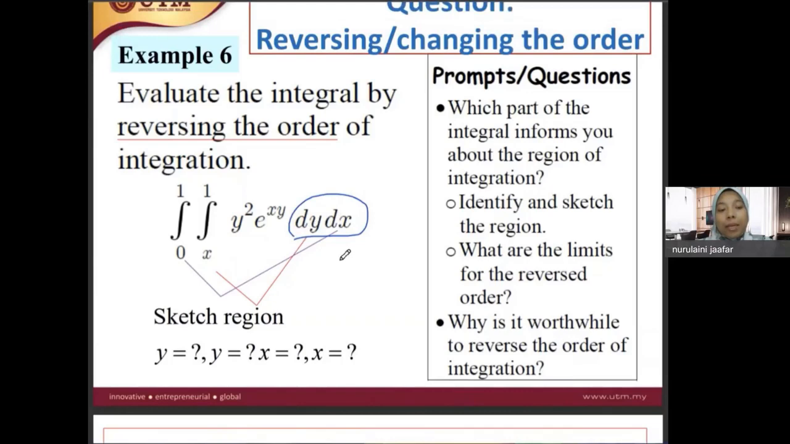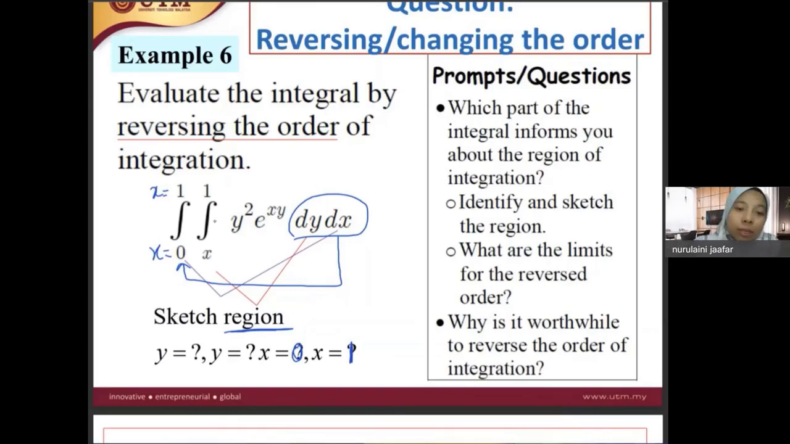Then maybe you don't know how to change, because it is just given like this. So what you should do is first sketch the region. You have 4 lines or curves. You see this is dx, so this is for x. From here, you will know what x is. Can you guess what x is? x equal to 0 and x equal to 1.